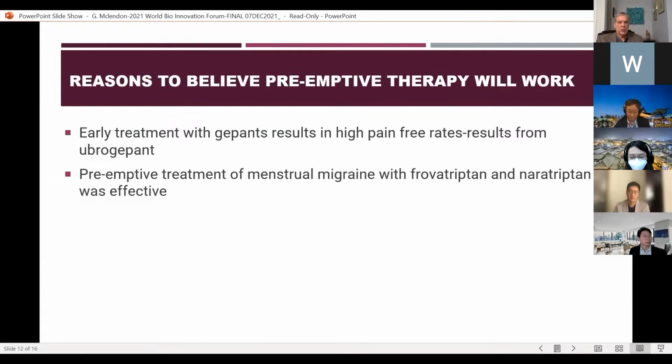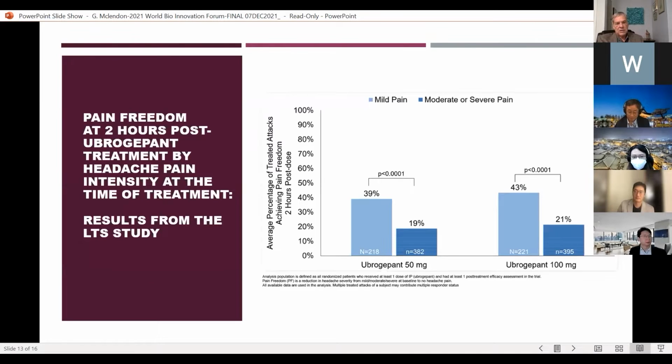I'll simply say there's pretty good reasons to believe that this preemptive therapy will work, especially with a class of drugs called gepants, which are a very recent, just approved in the U.S. within the last year, and early treatment with that medication results in pain-free rates that are much higher than otherwise. And for some time, many physicians for women who have premenstrual headaches have prescribed a triptan to be taken the day before your period starts, and we know that helps prevent onset. So I'm going to skip that.